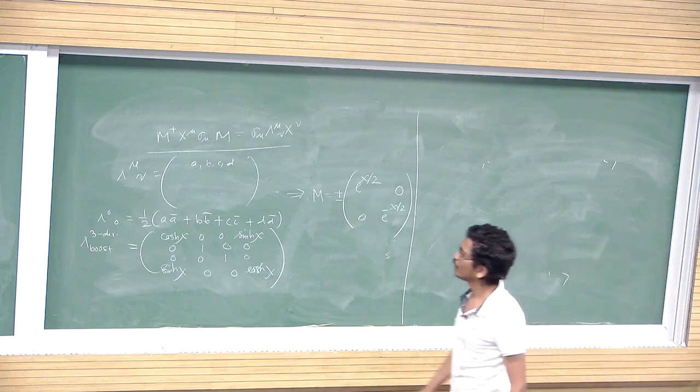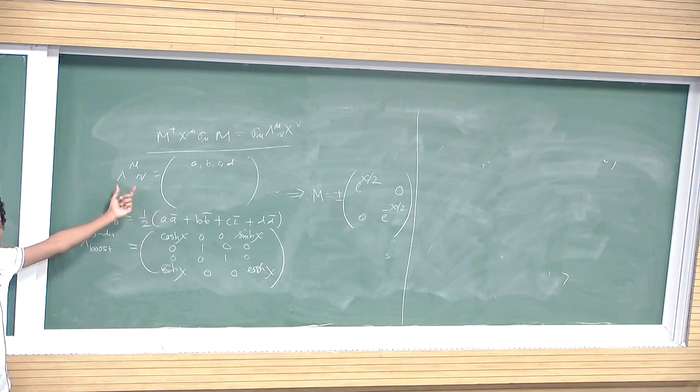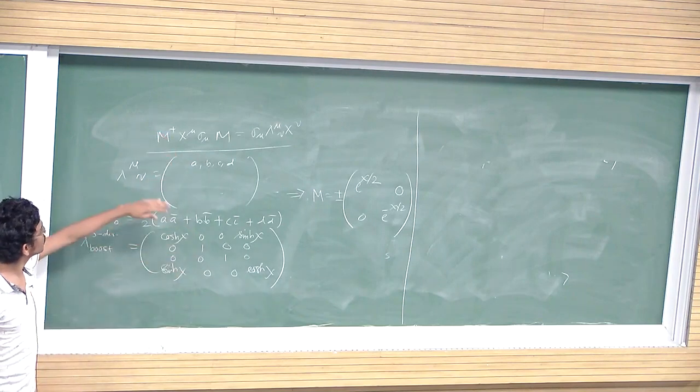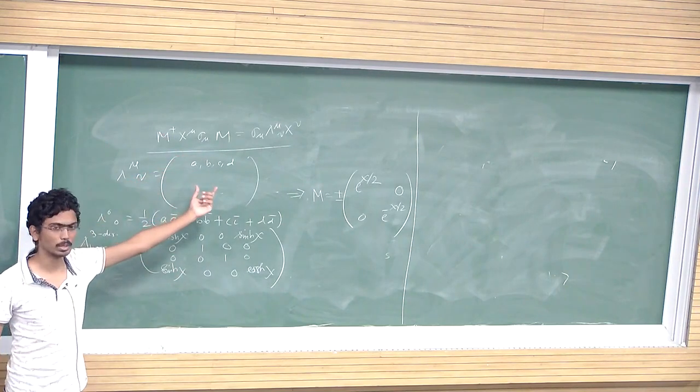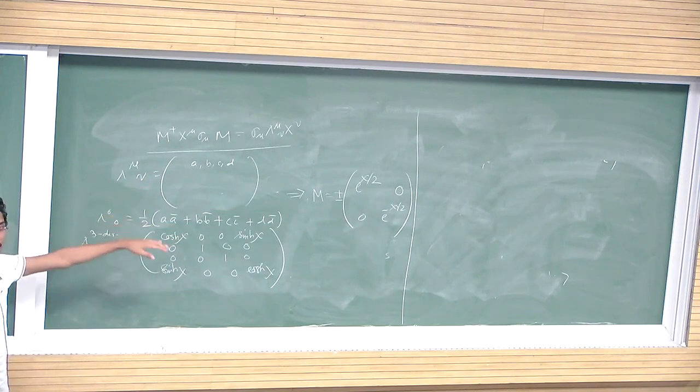I just told you that I wanted to write down each of these Lorentz transformation matrix elements in terms of the a, b, c, d of these SL(2,C) matrices, right? So I told you that from this equation you can do that. And here is just an example of how Lambda 0 0 looks like.